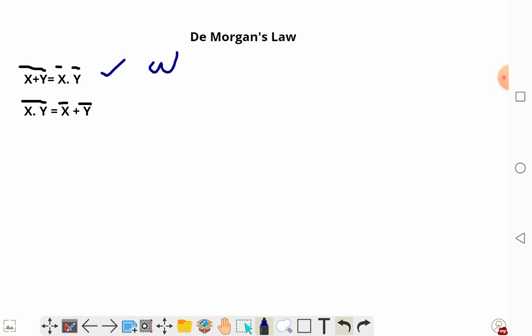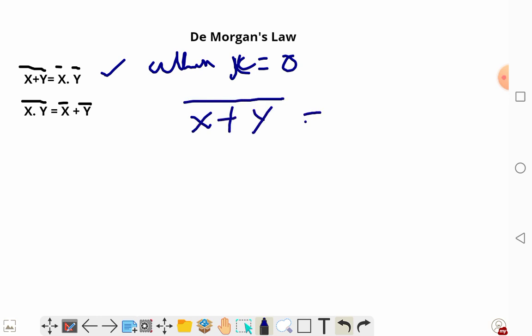Now all the laws we can prove either by the truth table method, the perfect induction method, or the algebraic method. The truth table method is already explained. In this class we are dealing with the perfect induction method, and in the next class we will see the algebraic method. First, when x is equal to 0, write the expression as it is: x plus y whole dash is equal to x dash into y dash.